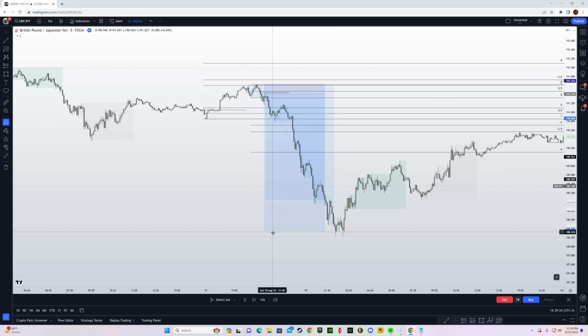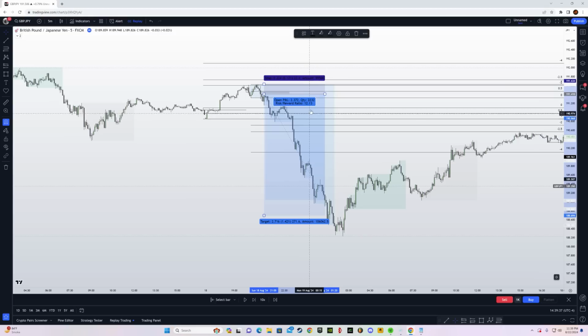And then we have a wick over here. So you would place it here, and that would give you still 1 to 12. Let's move on to the next example.